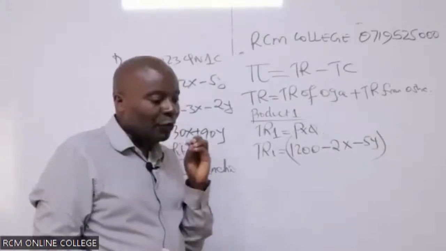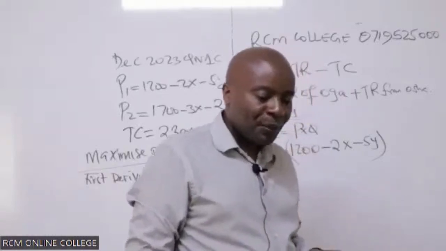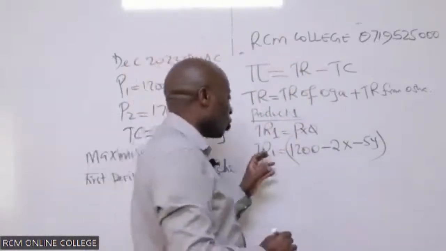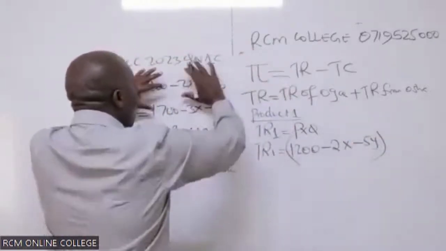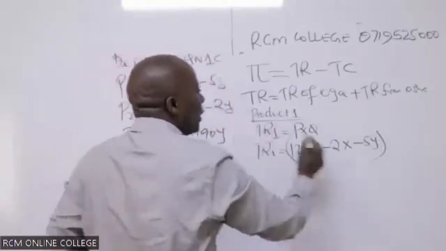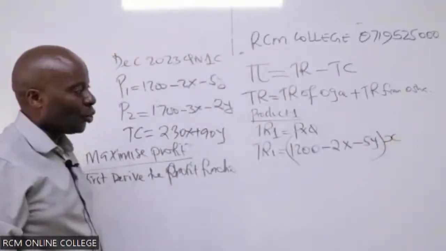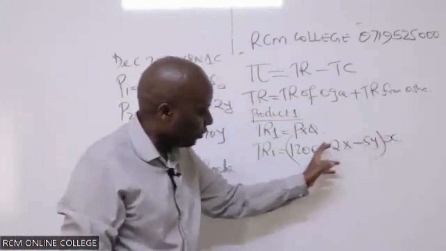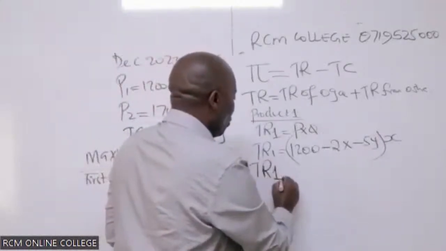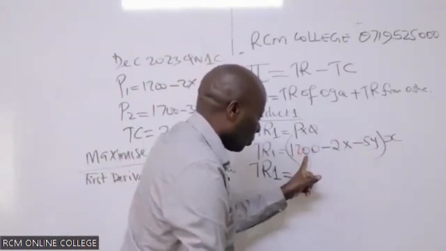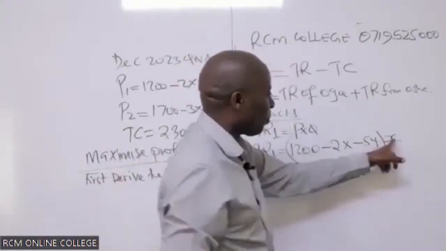X is the number of units of the first product called OSHA. So total revenue for product one will be price for product one times quantity of product one that was sold, which is X. Using the distributive law, go ahead and distribute this inside. Therefore, our total revenue one will be 1,200x minus 2x squared, because I'm multiplying each one of them.